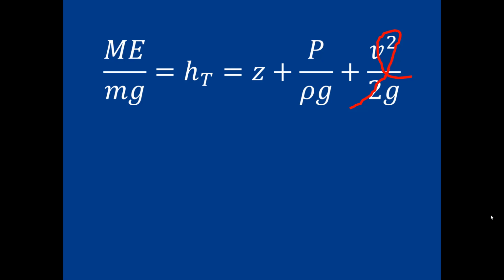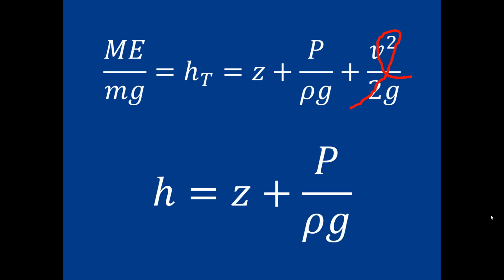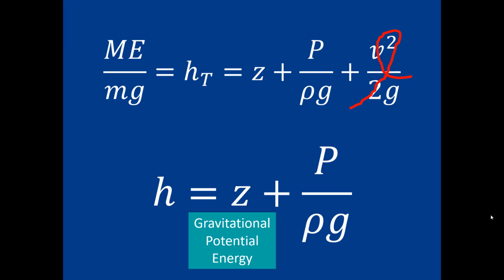That leaves us with our expression for hydraulic head. H equals Z plus P over rho g. The Z is the elevation of the water above datum and represents the contributions of the gravitational potential energy. And the P over rho g is the pressure of the column of water in the piezometer and represents the contribution of elastic energy.